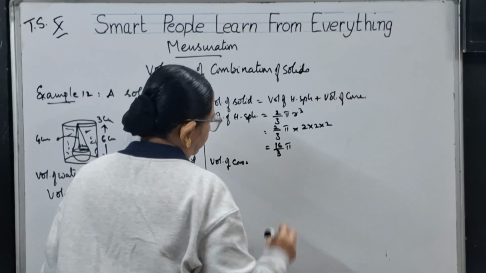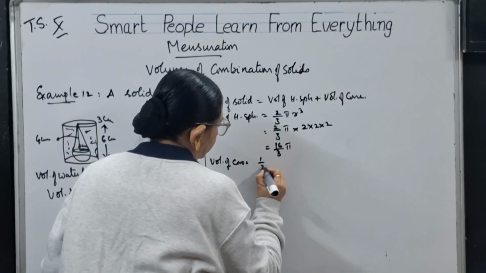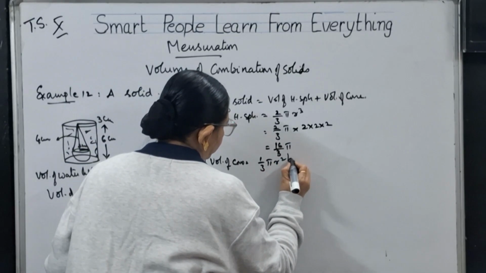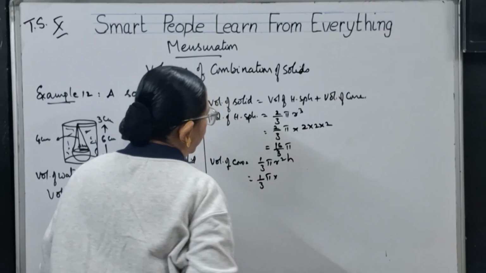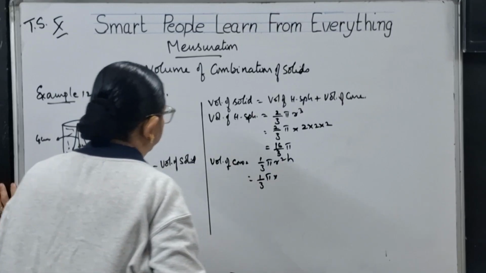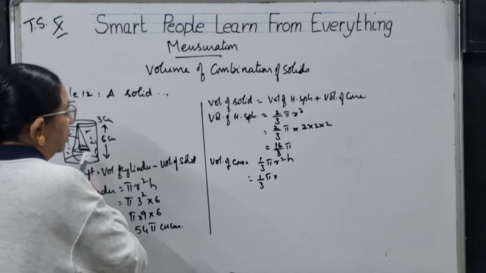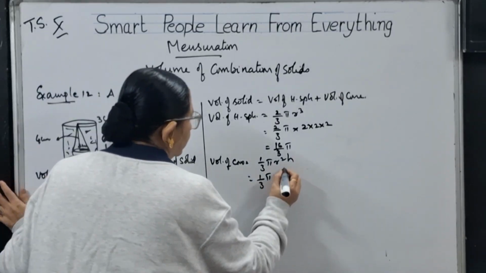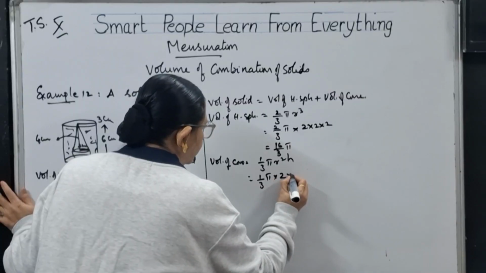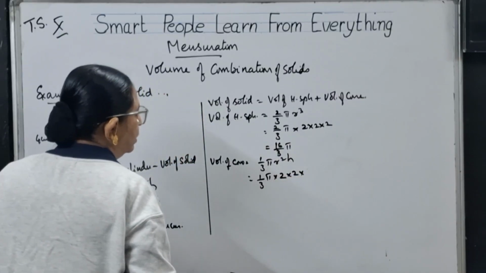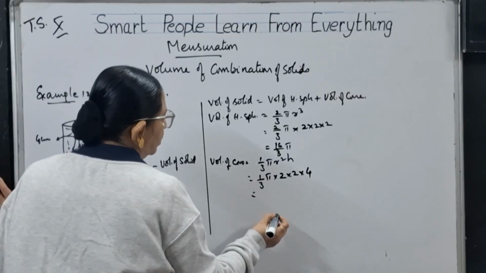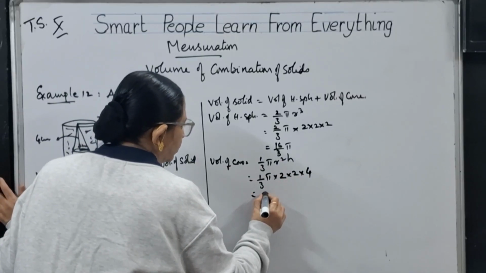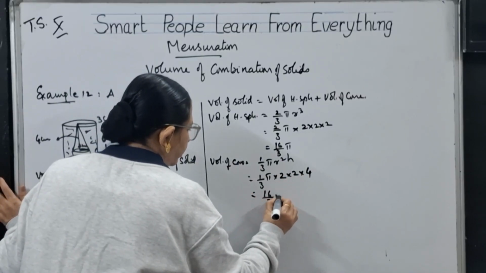So what is volume of cone? Volume of cone is 1/3 pi r square h is the formula. So 1 by 3 pi into r. What is r, children? R here is same as that of the hemisphere. That is hemisphere radius is 2. So 2 into 2 into height is 4 centimeters. So how much you are getting? 2 2s are 4, 4 4s are 16 by 3 pi.